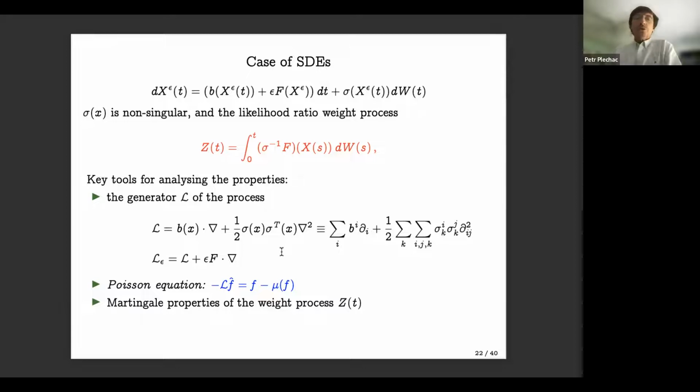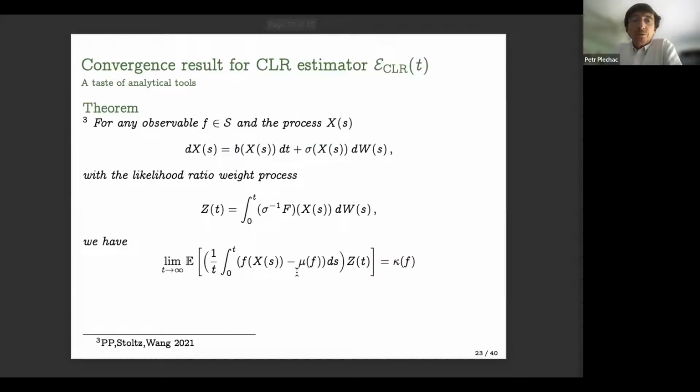Maybe a bit about the proof, or the technique, how to show that the estimator which we designed really converges to the sensitivity index of the observables with respect to these parameters, so to the linear response. The technique is based on using the Poisson equation associated with this process, with this stochastic differential equation, and analyzing a bit of the properties of this Poisson equation defined by the generator of the process.